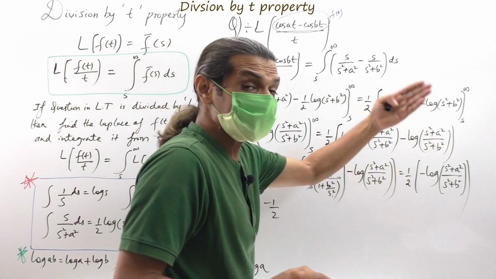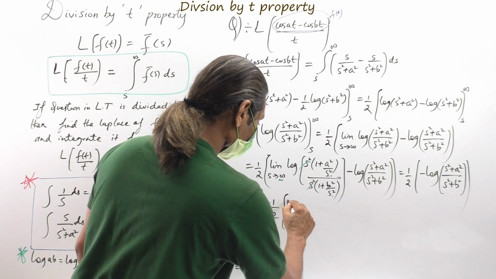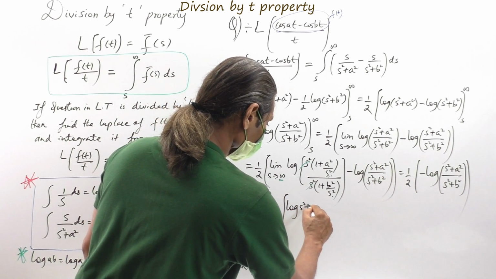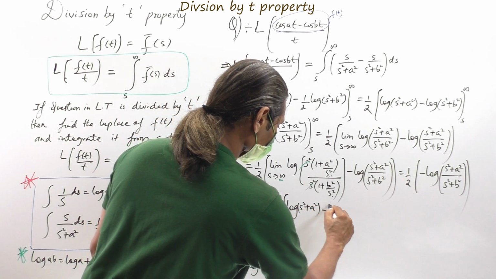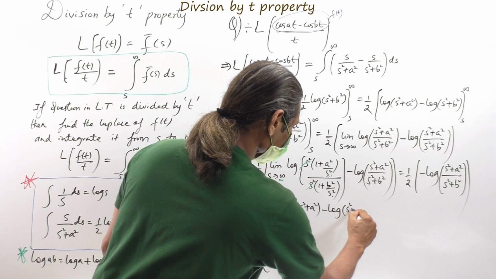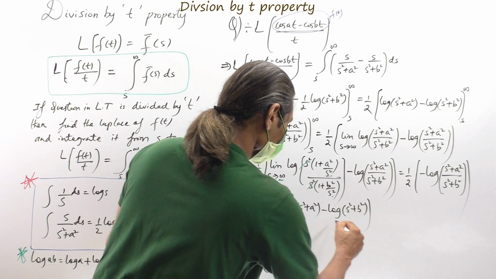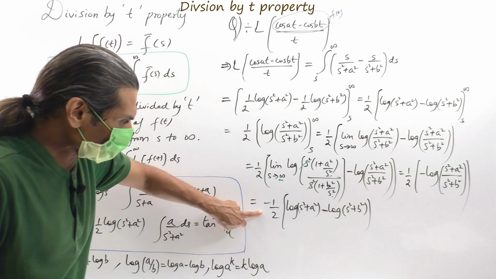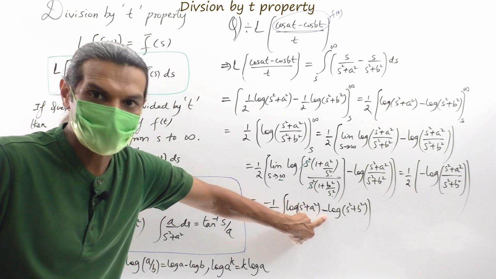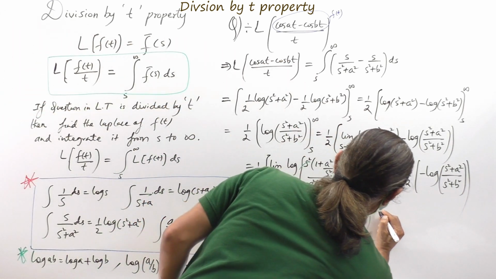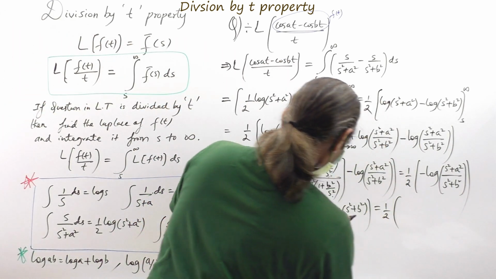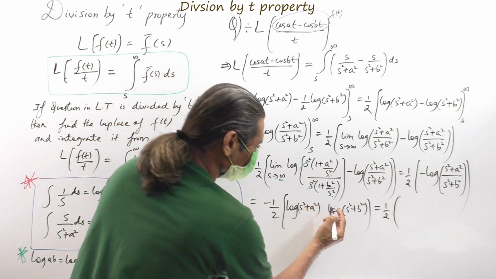So, what is again log a by b? So, log a minus log b. So, log of a square plus a square minus log of a square plus b square. So, let us open a bracket again, and open the bracket, minus into minus become plus. So, plus sign will come out. So, we have 1 by 2, and this will come when I take this first, minus and minus become plus.